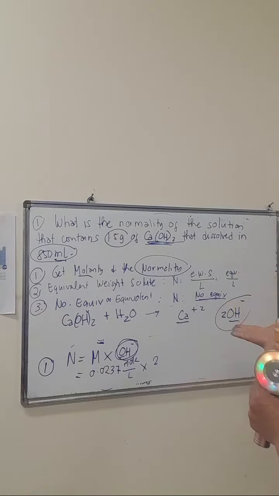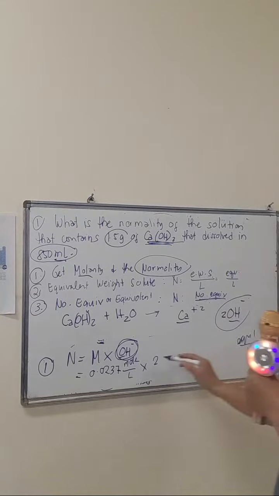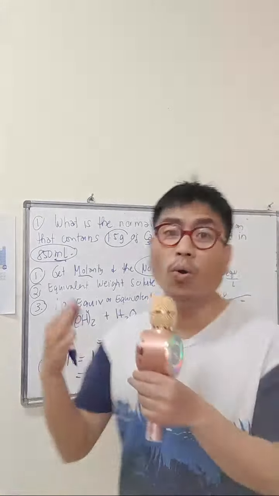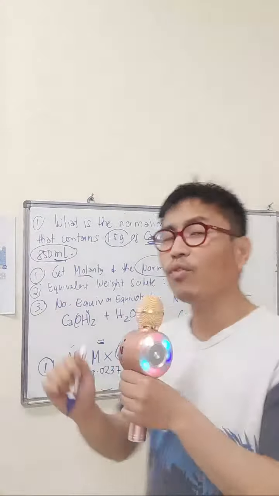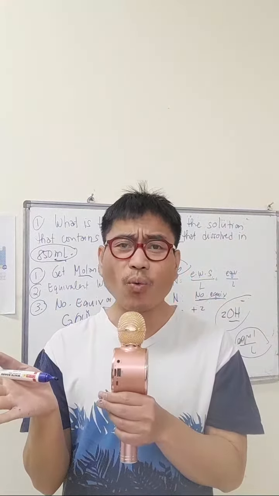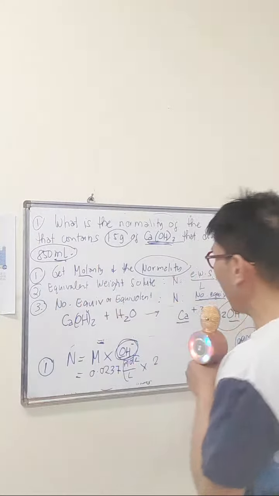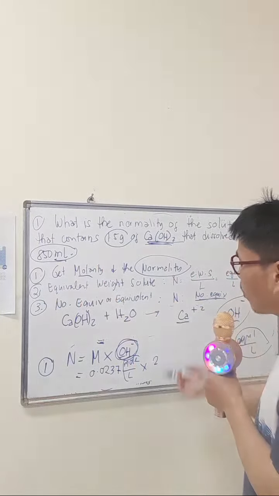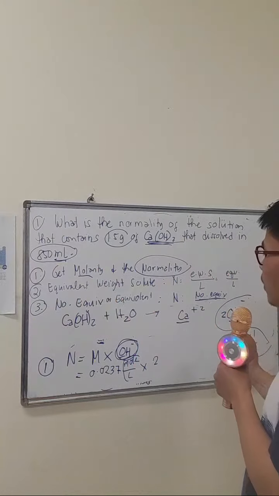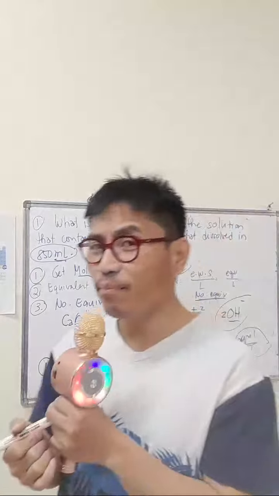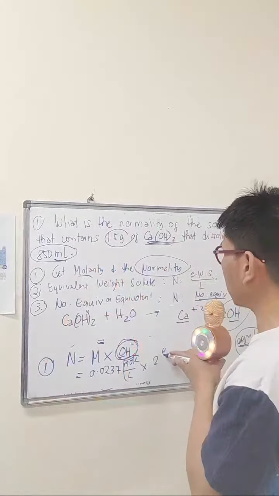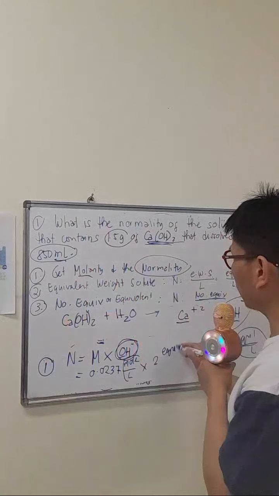Since we know our normality is equivalent per liter, if you multiply the moles per liter to a number alone, it will not match the unit of the normality. So you will find a way, in such a way, that the unit will become equivalent per liter. What unit of 2 will be multiplied so that it will become equivalent per liter? Okay? So this is gonna be equivalent per mole.